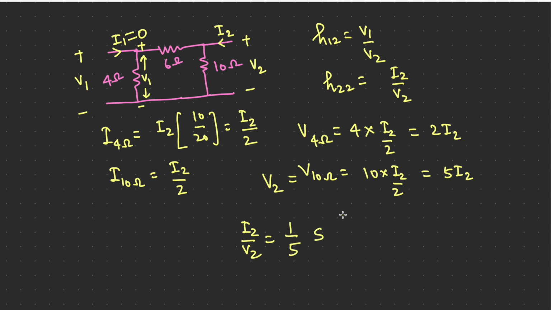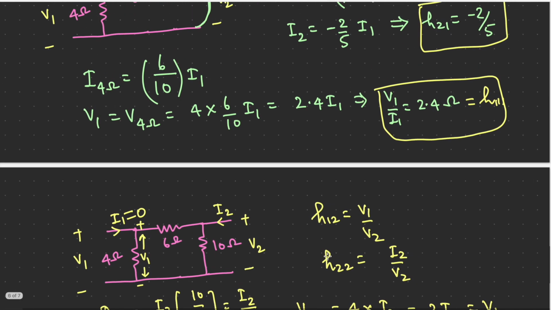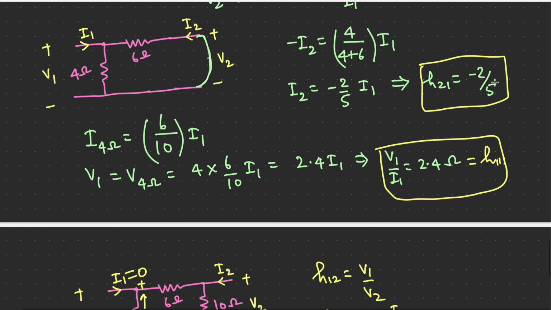This will be 1 by 5 Siemens. And the V1 upon V2 ratio. So V1 is this one. So the V1 upon V2 ratio, that is H12, and this was H22. So H12 equals V1, which is 2I2, divided by V2, which is 5I2, which is equal to 0.4. So H12 is 0.4, H22 is 1 by 5 S. So H21 was minus 2 by 5, which is also minus 0.4.